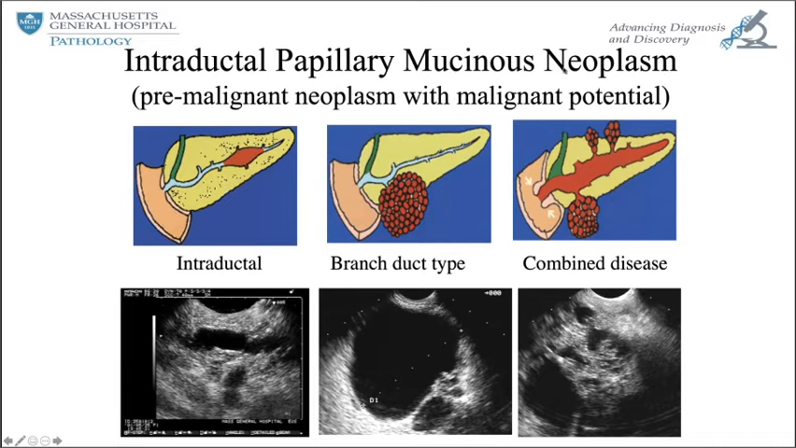Now, the intraductal papillary mucinous neoplasm can affect the main duct. So this is called the main duct type, branch duct type, or it can involve both, where you have a dilated main pancreatic duct and often multiple cysts along the main duct, combined disease.